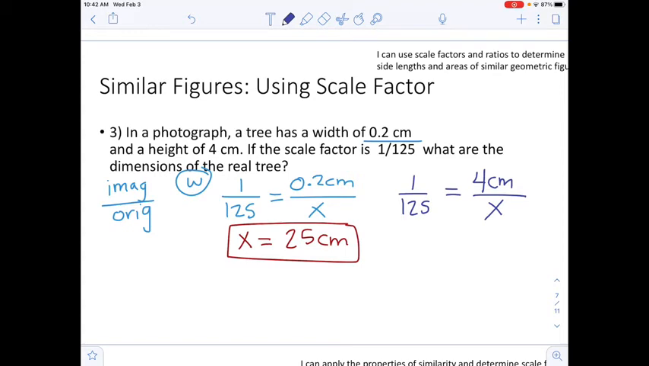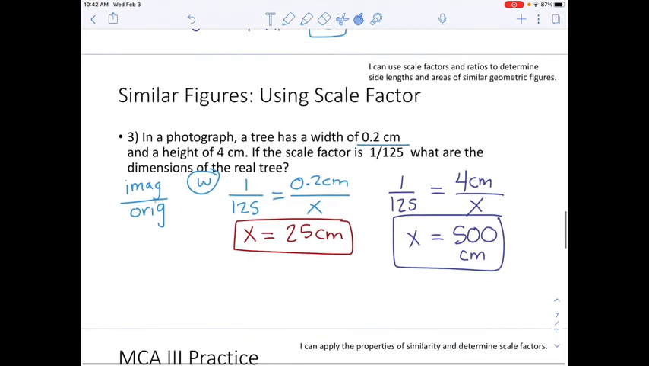Cross multiply. 1 times x is x. 125 times 4 is 500. And again, I keep that same label because we know with scale factor, they have to have those same units. Since our image was in centimeters, our original is going to be in centimeters. So the width is, I keep saying 2.5, the width is 25 centimeters and the height is 500 centimeters on the original, that real tree.